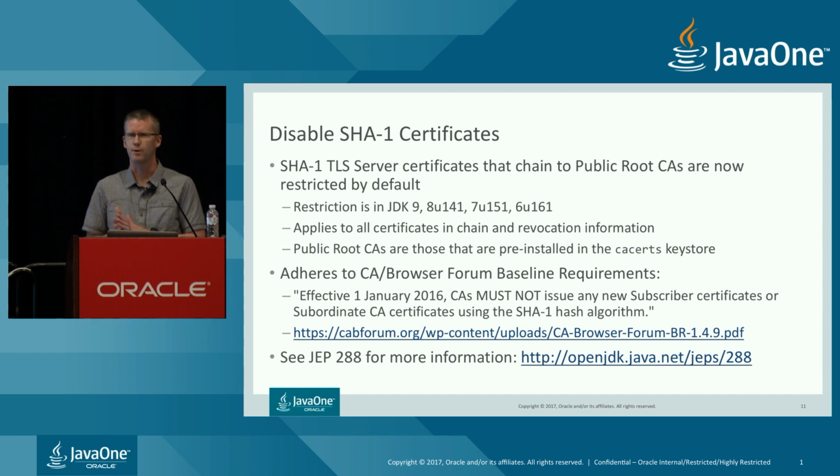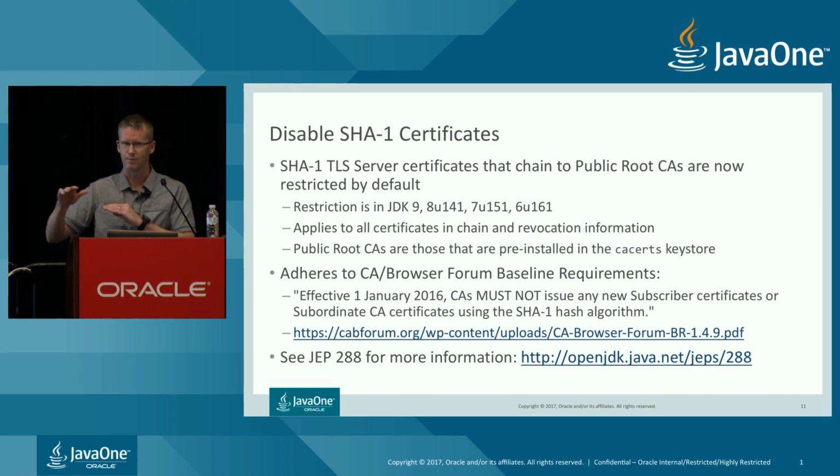When I say public root CAs, I mean the ones that are pre-installed in the cacerts keystore when you initially install the JDK. So if you're using your own enterprise CA or self-signed certs, this restriction's not going to apply. You can go into the properties, I'll show you later, and make it apply to any root CA. But for now, we wanted to keep the compatibility risk low.